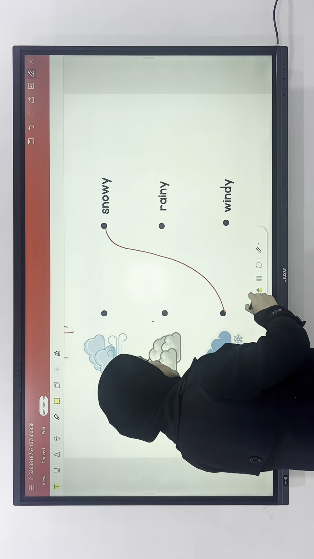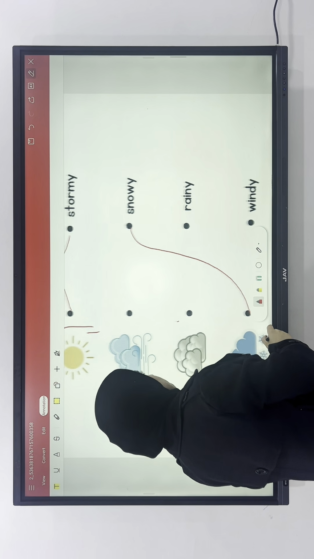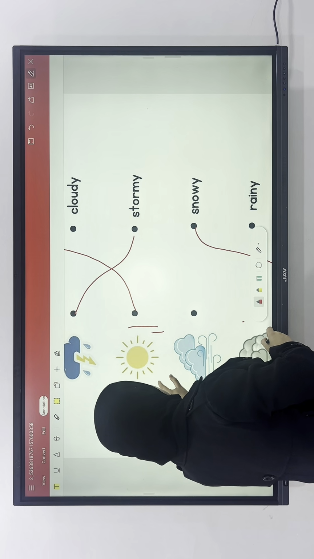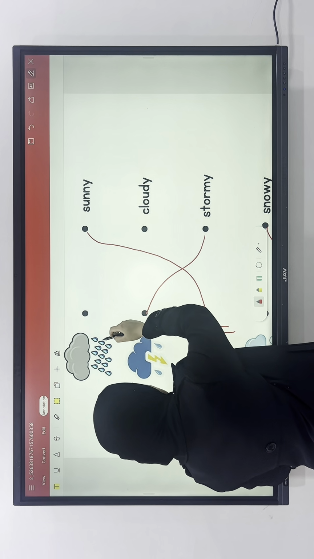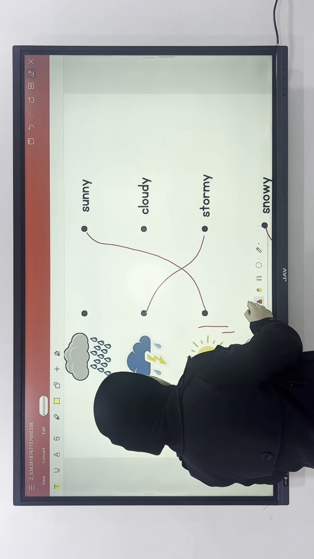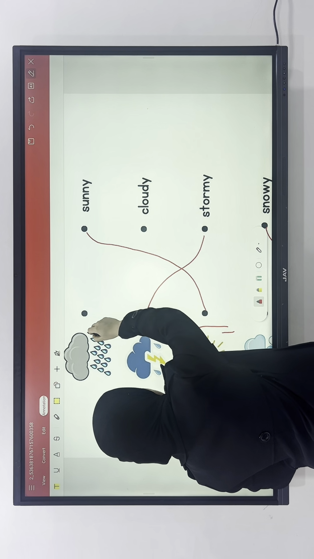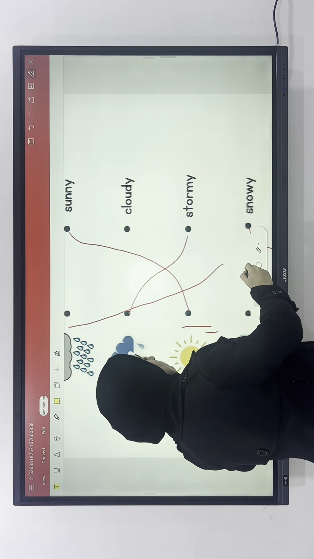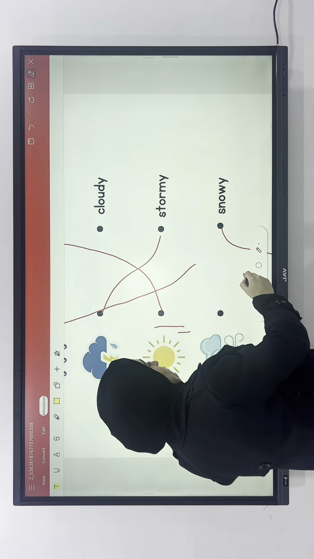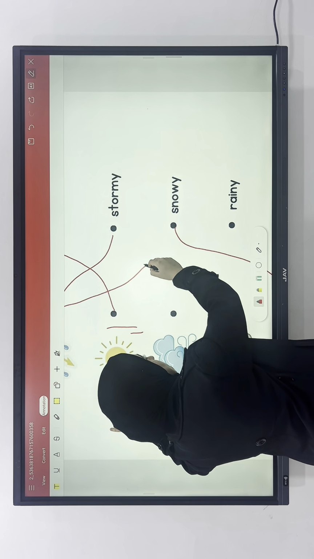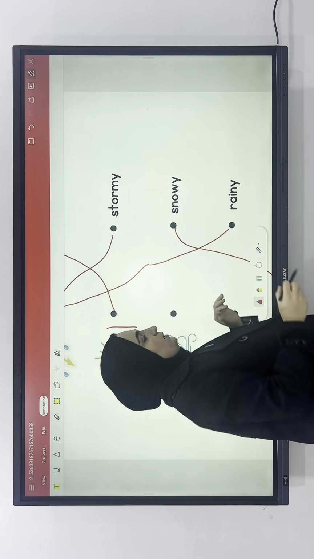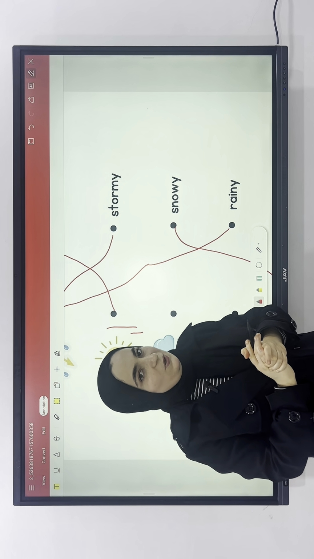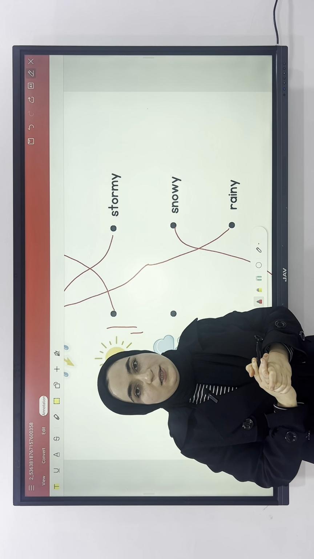It is rainy weather. Where is rainy? This is rainy. So go to the rain. So guys, this is the weather. Now, are you ready to go to the next part of our lesson?